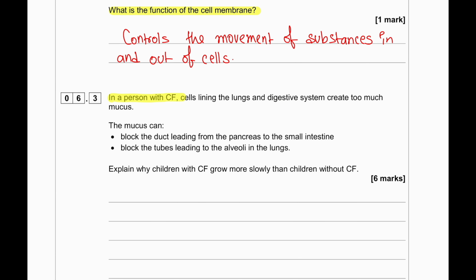In a person with CF, cells lining the lungs and digestive system create too much mucus. The mucus can block the duct leading from the pancreas to the small intestine, and block the tubes leading to the alveoli in the lungs.